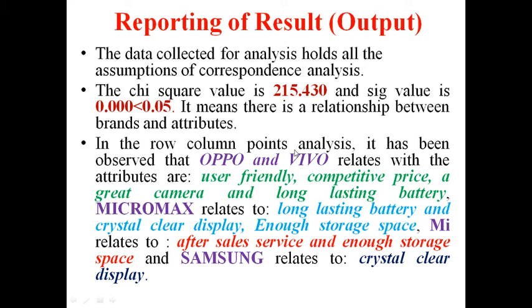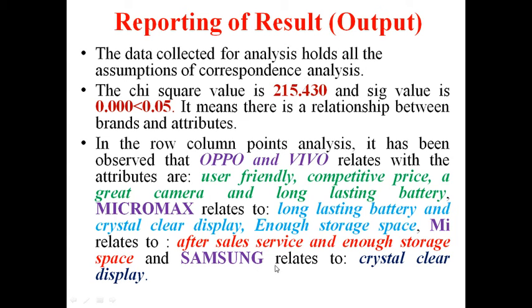In the row and column points analysis, it has been observed that Oppo and Vivo relate with the attributes user friendly, competitive price, a great camera, and long lasting battery. Whereas Micromax relates to long lasting battery, crystal clear display, and enough storage space. Whereas MI relates to after sale service and enough storage space, and Samsung relates to crystal clear display.